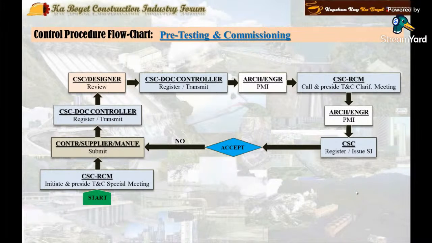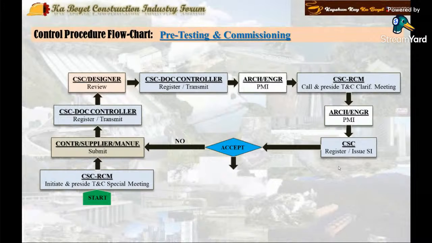If the submittal is not accepted, the contractor shall immediately correct, rectify or modify the relevant proposed final testing and commissioning submittal document as agreed in the meeting and resubmit. And then repeat the process all over again.